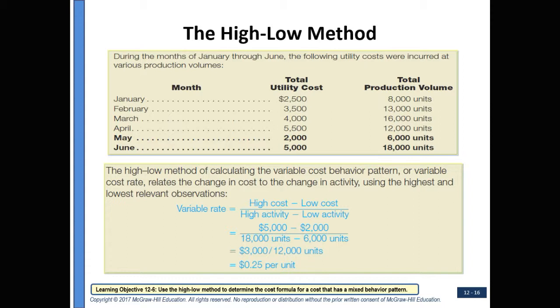The month with the lowest utility cost is May. So we look for the lowest cost. Then we look for the highest cost, and that was June. Production volume in May is 6,000 units, and that's the lowest. In June, it was 18,000 units, which is the highest. You can see by applying the high-low method, where we take high cost minus low cost, and then we divide that by high activity minus low activity, that variable costs on a per unit basis were 25 cents per unit.